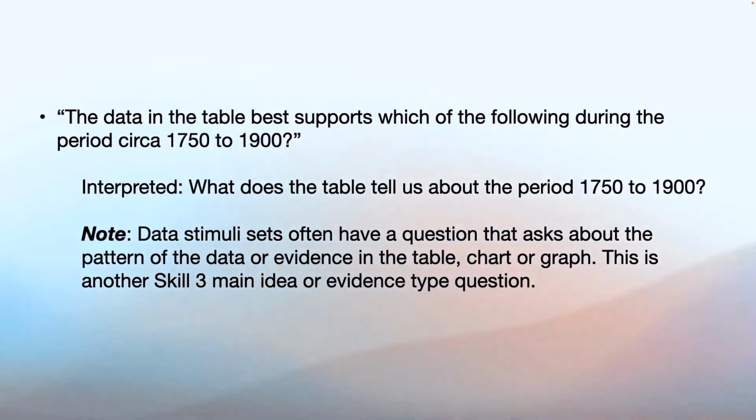The data in the table best supports which of the following during the period 1750 to 1900. Interpreted, what does the table tell us about the period 1750 to 1900? Note, data stimuli sets often have a question that asks about the pattern of the data or evidence in the table, chart, or graph. This is another Skill 3 main idea or evidence type question.